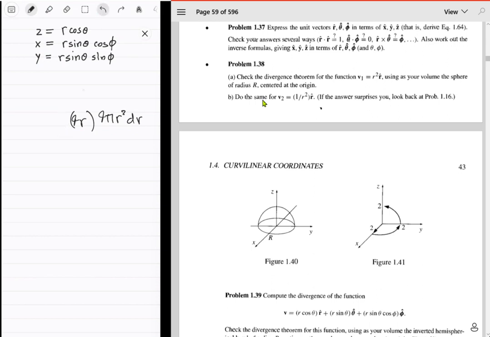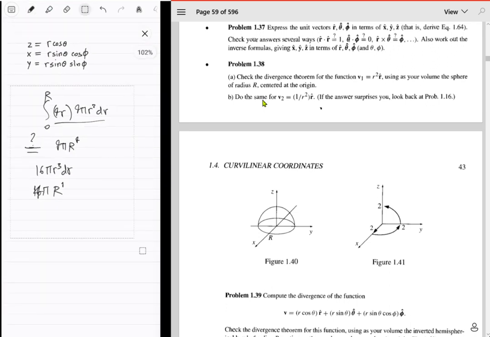Integrate this from r equal to 0 to capital R, and we are wondering whether this is equal to the flux, which is just 4 pi capital R to the power 4, the area of the radial component. This gives 16 pi r cubed dr, which is 16 pi R to the power 4 upon 4. Yes, it's the same thing. Of course it's the same thing. Believe in maths.